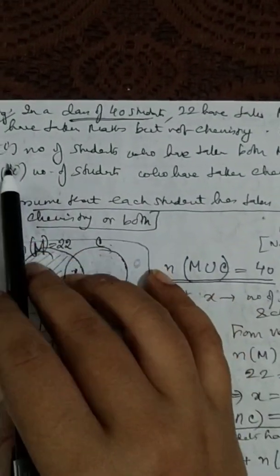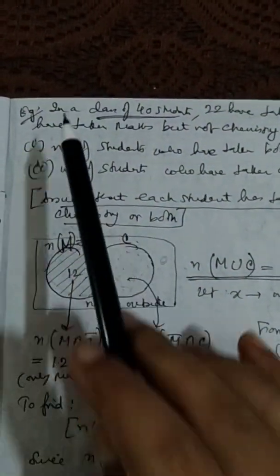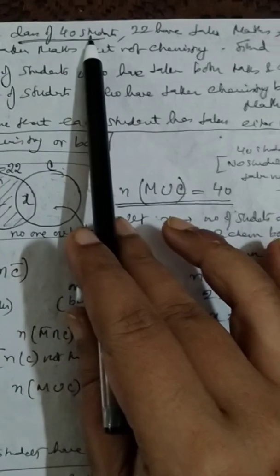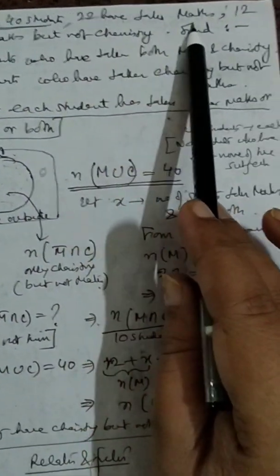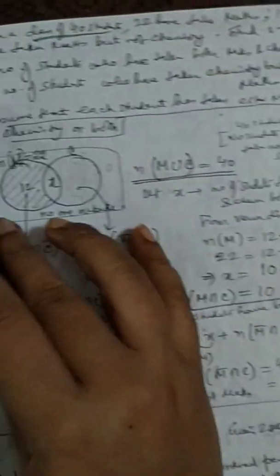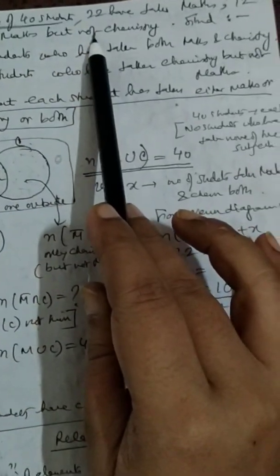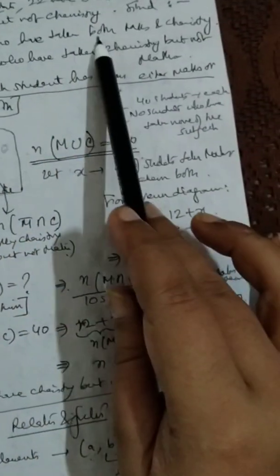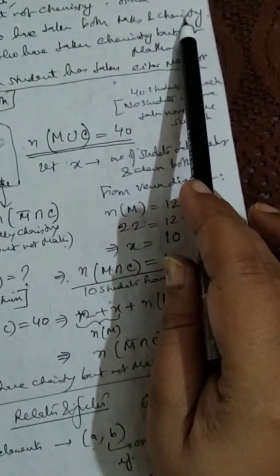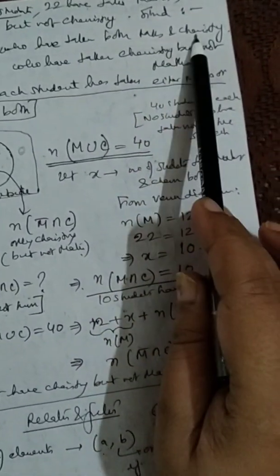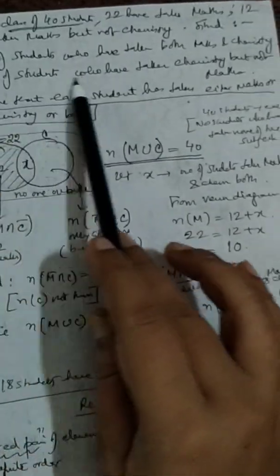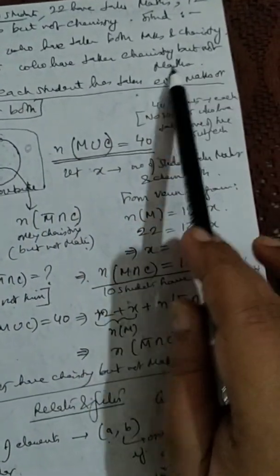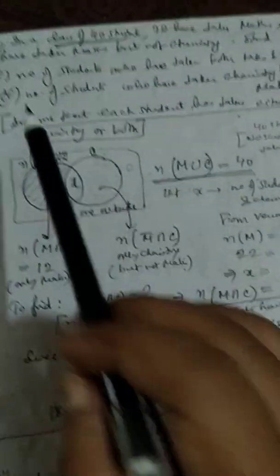Another example involving two sets. They are saying in a class of 40 students, 22 take maths. 12 have taken maths but not chemistry. Find the number of students who have taken both maths and chemistry. That means that is the common region between maths and chemistry. And find the number of students who have taken chemistry but not maths. Okay, I read it out once more.